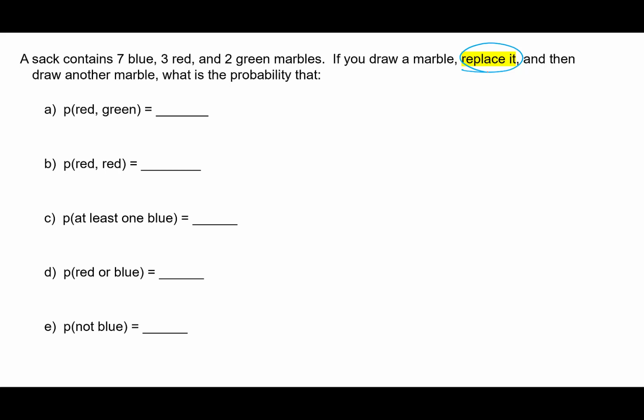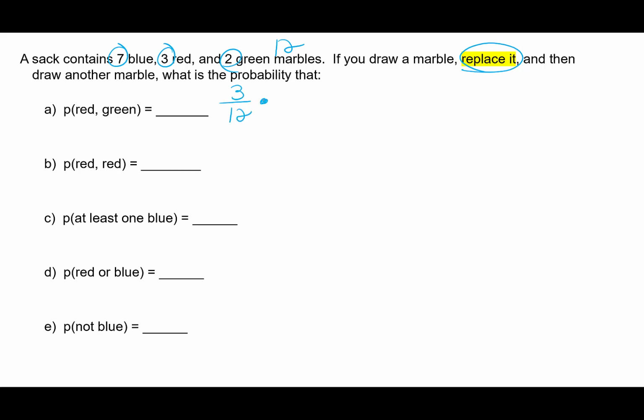Okay, so look at question A. Right now it's written just in probability shorthand, but what question A says is what is the probability that the first marble will be red, second marble will be green. We got to know how many are in the bag total. 7 plus 3 plus 2 is 12. For the first marble to be red, the chance is that there's 3 red out of the 12.